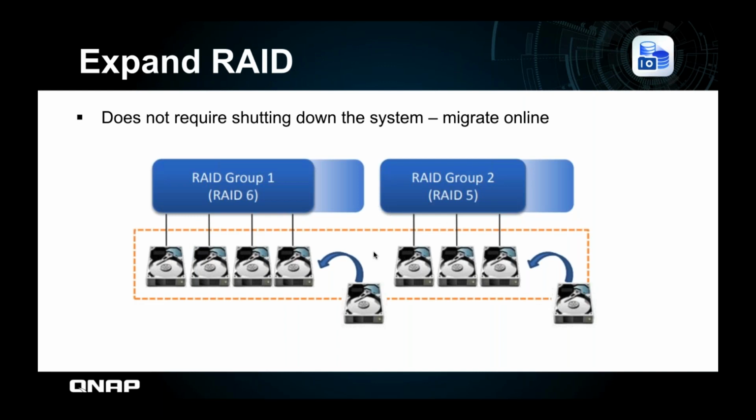RAID expansion is when you keep your same RAID type, but you add one or multiple drives to your RAID type. So in this example, we have a RAID 6 of four drives, but we're adding a drive to it to make it RAID 6 with five drives to increase the capacity of that RAID 6. Or here we have a RAID 5 with three drives, and we're adding a drive to make it RAID 5 with four drives to increase the capacity of that RAID 5. So RAID expansion is when you keep the same RAID type, but you increase its capacity by adding one or more drives.